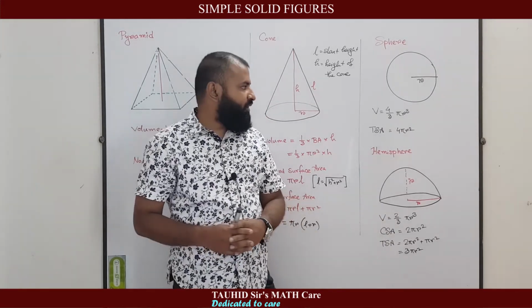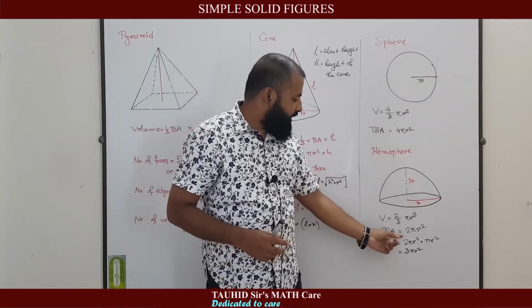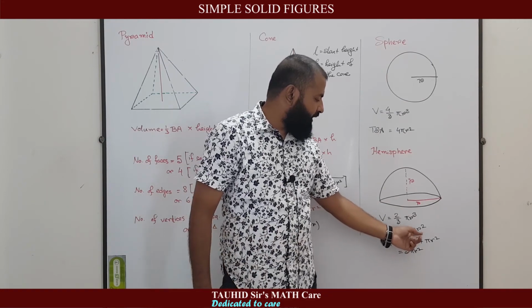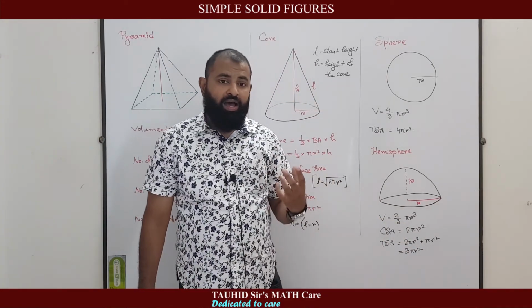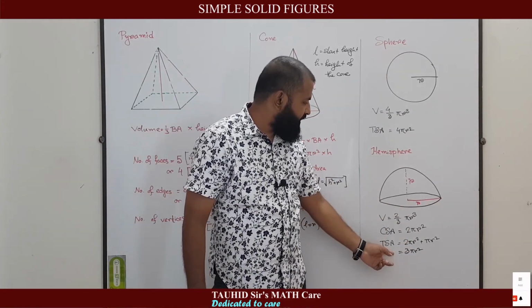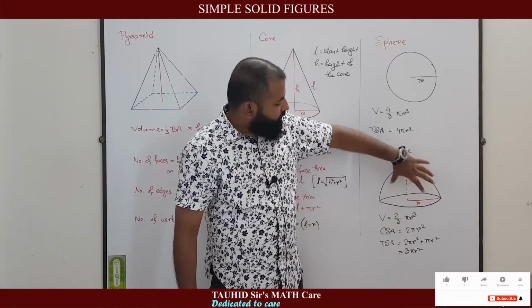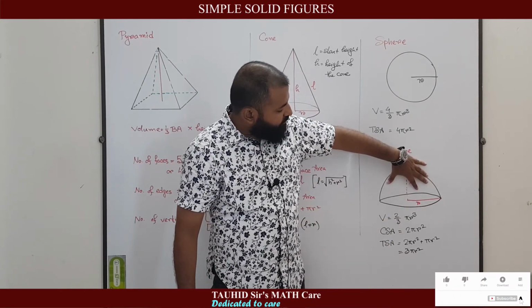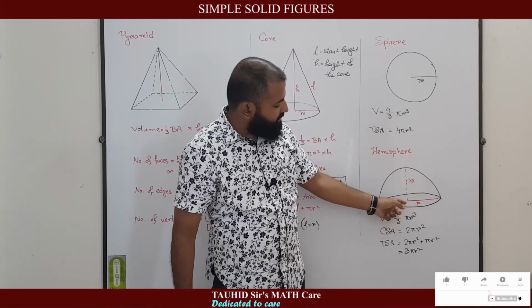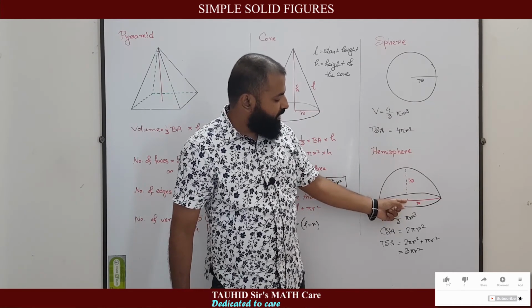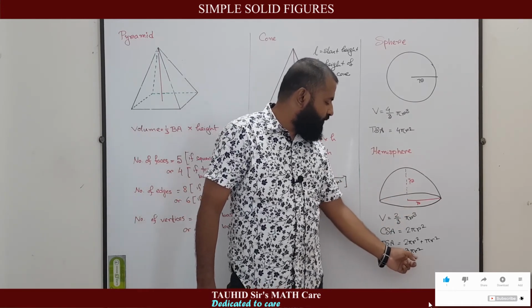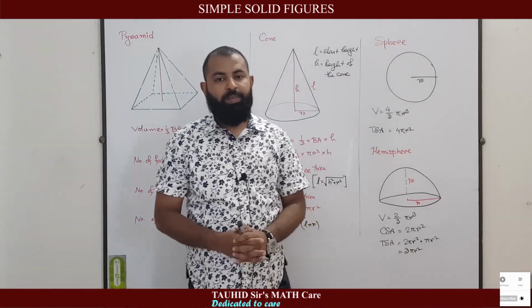And what about the curved surface area? That is half of the sphere, 2 pi r square. But when we will ask for the total surface area of a hemisphere, that is that curved surface area 2 pi r square plus this flat area pi r square. That means total surface area of a hemisphere is 3 pi r square.